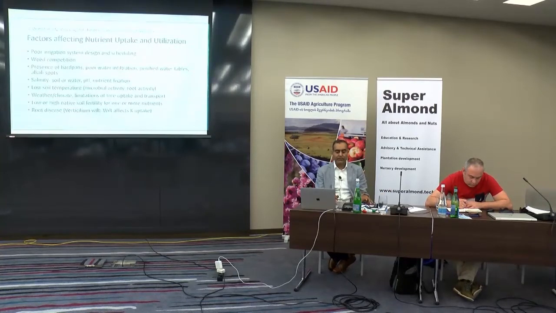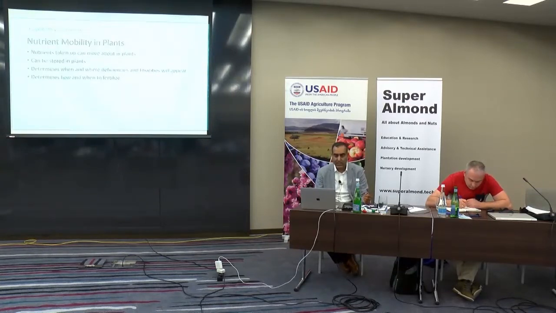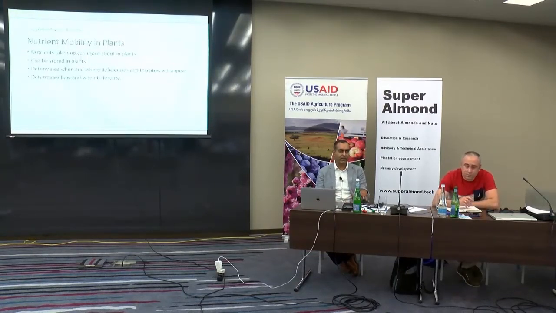And then native soil fertility. Some soils really are high in some nutrients natively. For example, California soils are really high in phosphorus, so we rarely see phosphorus deficiency in California soils. And root diseases like verticillium wilt can affect uptake of nutrients. For example, wilt affects potassium uptake. Then there is the issue of nutrient mobility within the plants. Each nutrient element is different in terms of how mobile it is within the plant system.